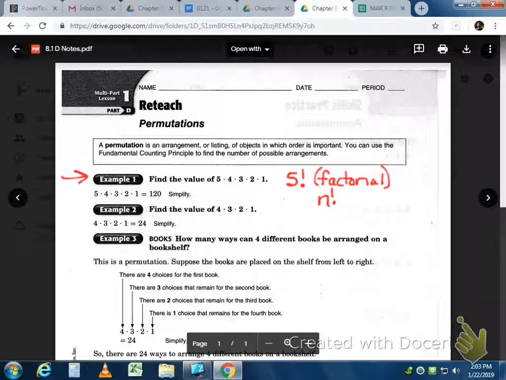Everybody should be writing notes. Okay. So 5 times 4 times 3 times 2 times 1, if you multiply all that together, you get 120. So if I put 5 factorial in the calculator, we would get 120. If you only did 4 factorial, or 4 times 3 times 2 times 1, that's just 24. So these can get pretty large pretty quickly as you're multiplying them together.